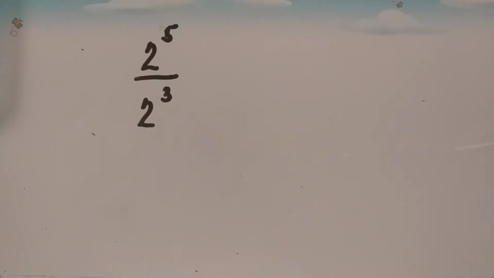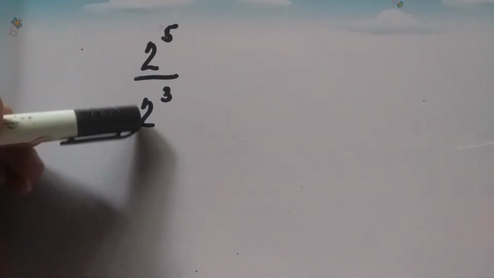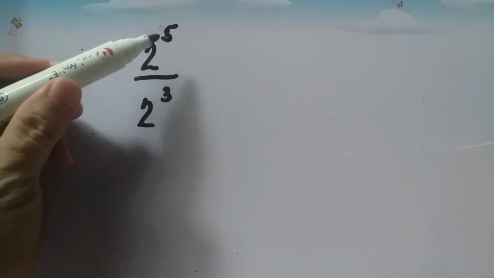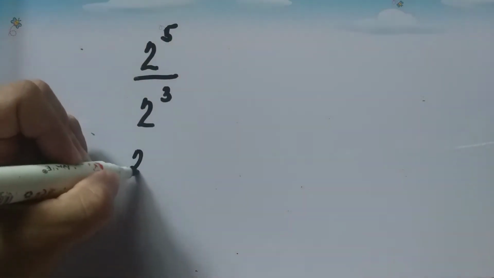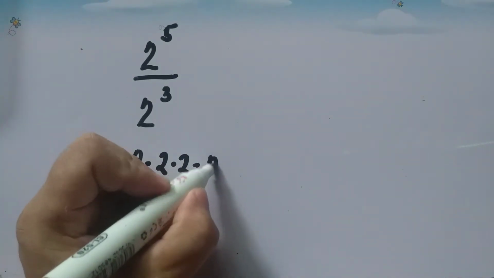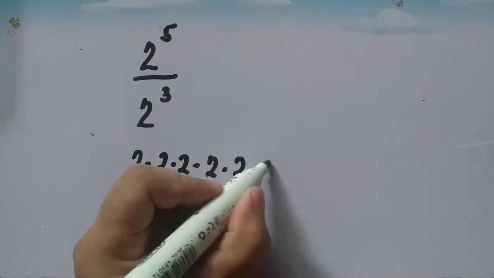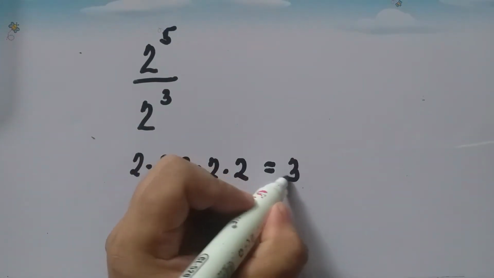Let's talk about simplifying quotient of powers. Say we have 2 to the 5th divided by 2 cubed. So we all know that 2 to the 5th simply means 2 times 2 times 2 times 2 times 2. And the product is 32.